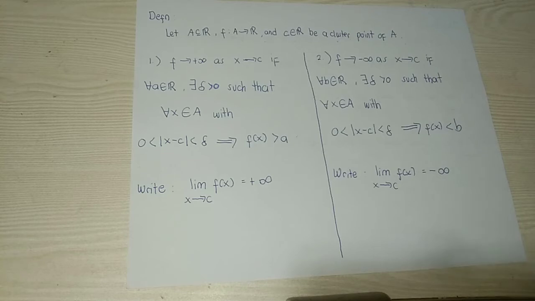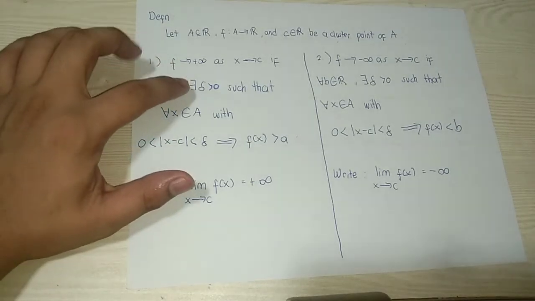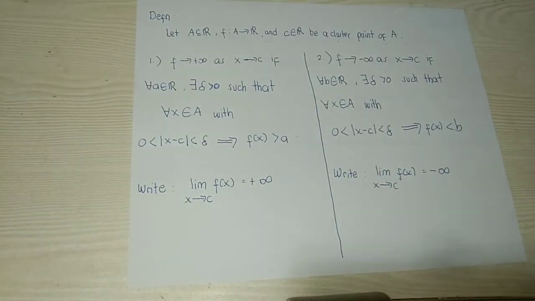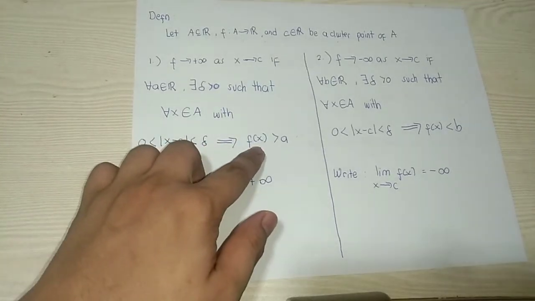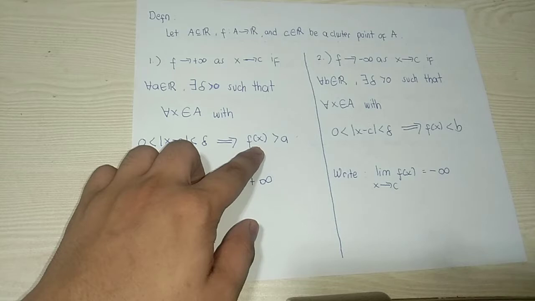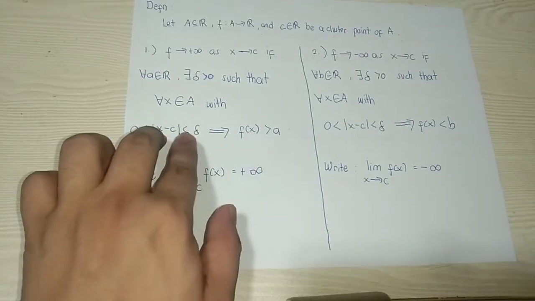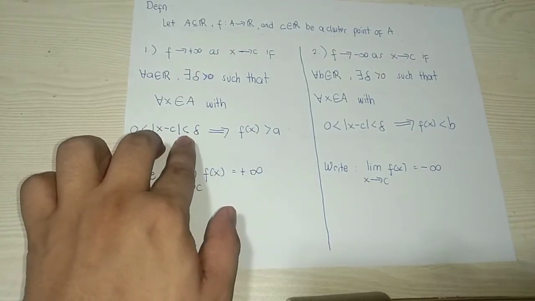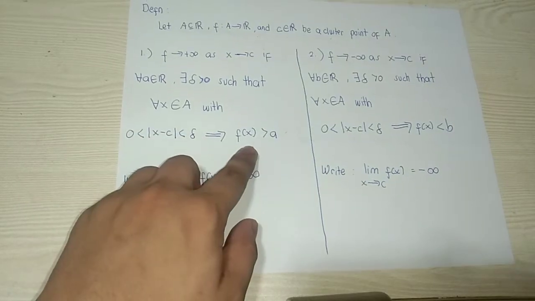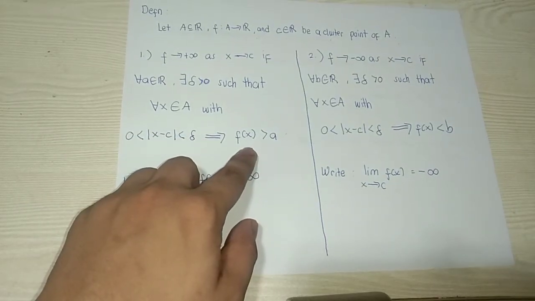Sa madaling salita, makakapag-provide tayo ng delta na ang mangyayari doon, wala tayong makitang upper bound para kay f of x. Kasi si f of x, where x is within this interval, is always greater than any real number.